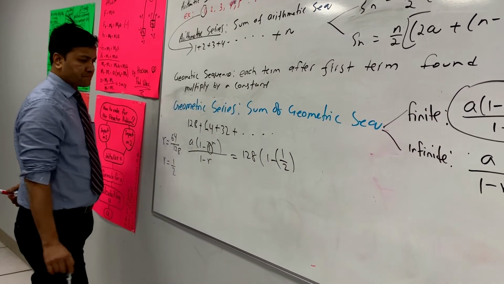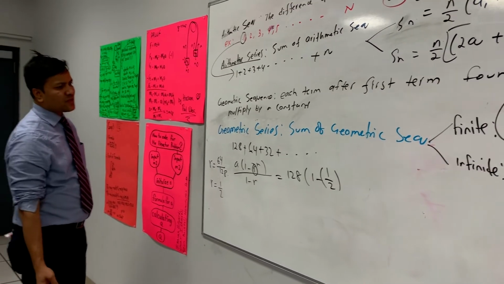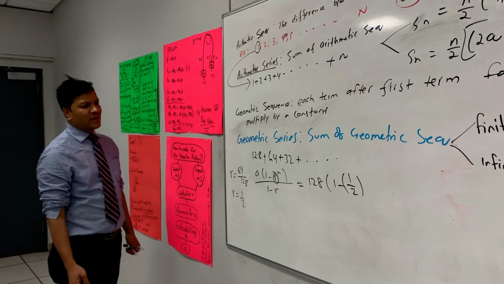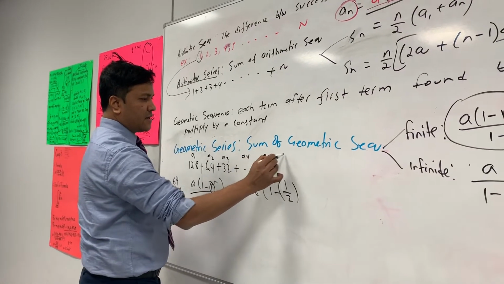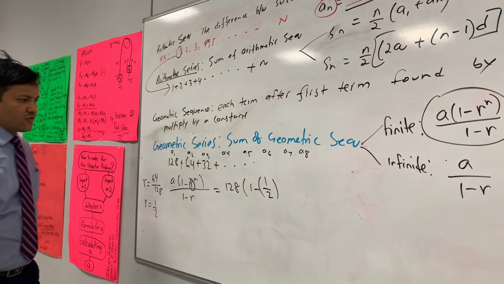Now, n. So r raised to n. So what is our n? So we want to find A4, A5, A6, A7, A8. Okay, so let's write A8 over here.